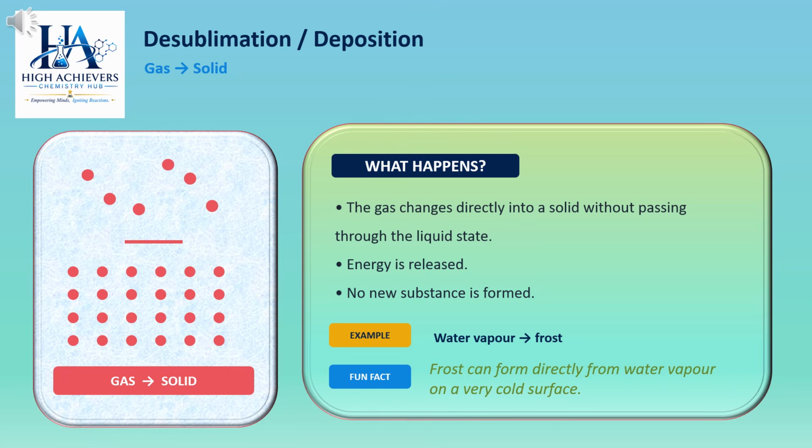Desublimation, also known as deposition, is the opposite of sublimation. It occurs when a gas changes directly into a solid without passing through the liquid state. During this process, particles lose energy and become part of the solid structure. Energy is released. A good example is frost. Under suitable conditions, water vapor in the air can change directly into ice crystals on a very cold surface. So, gas can become solid without first becoming a liquid.